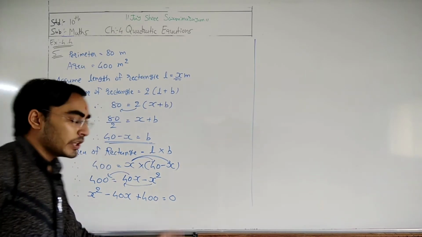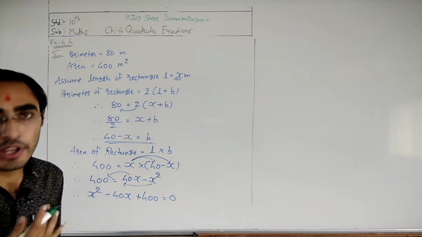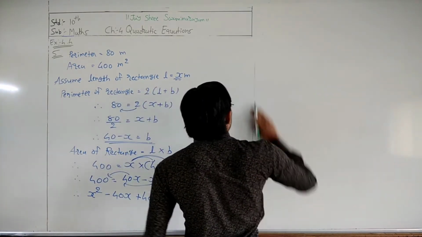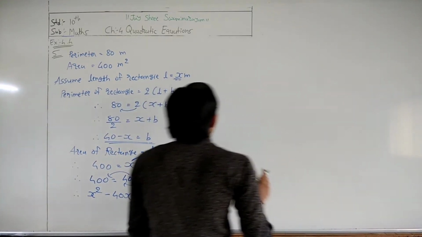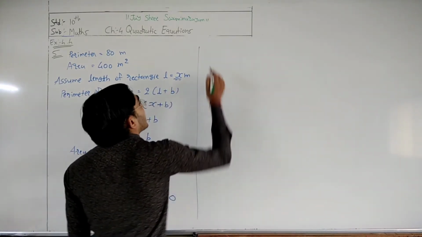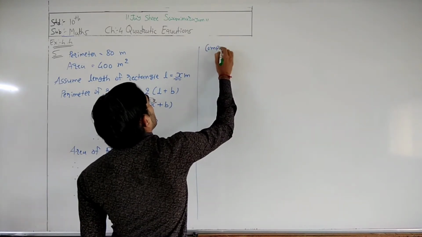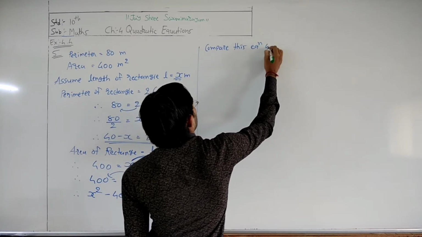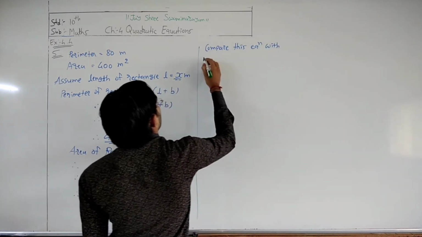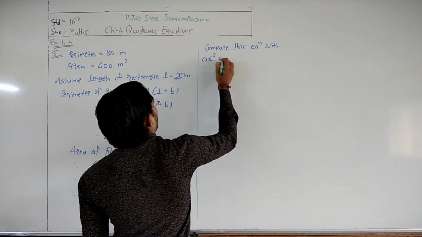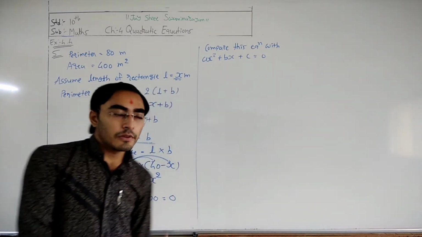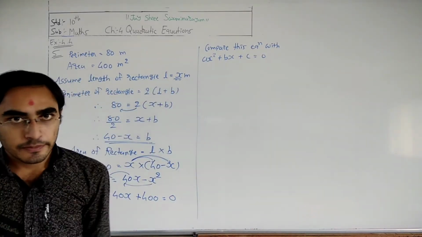Okay. Now from here we need to find the value of a, b and c. So here, compare this equation with the standard form of a quadratic equation, ax square plus bx plus c is equal to 0. So from here we can find the value of a, b and c.